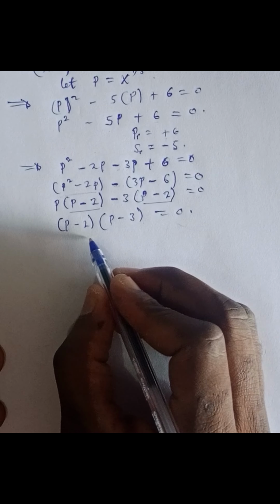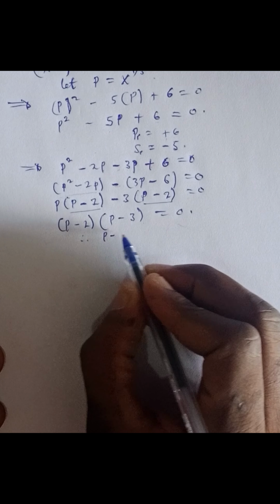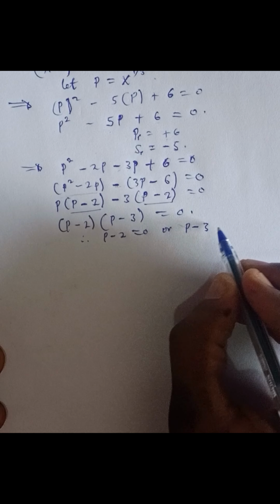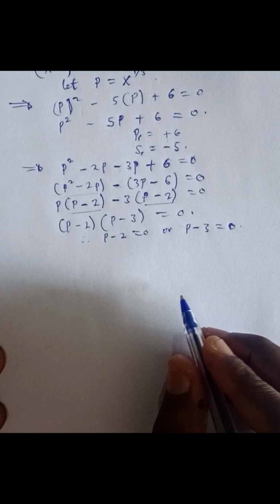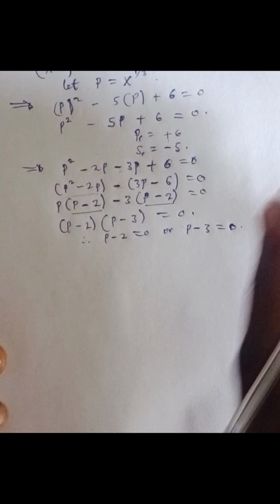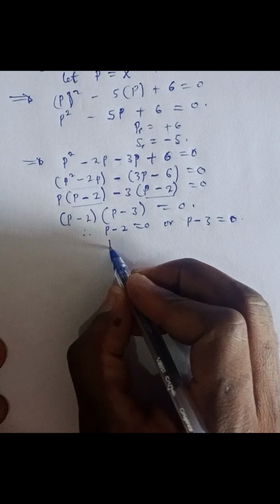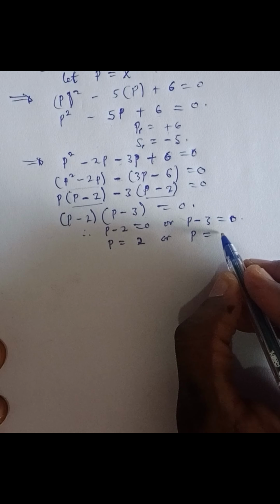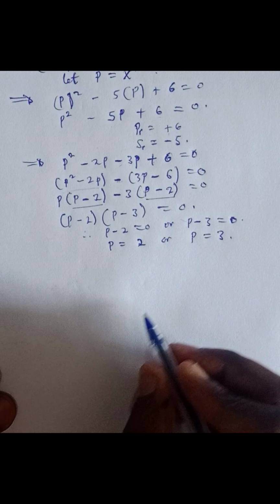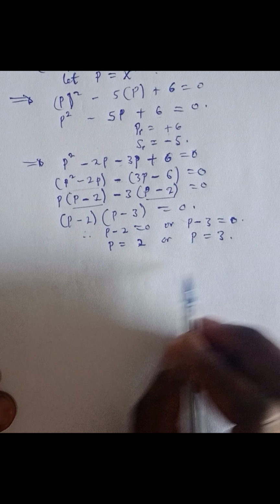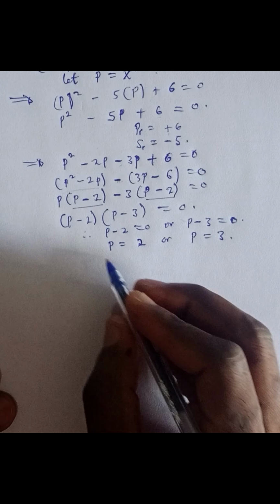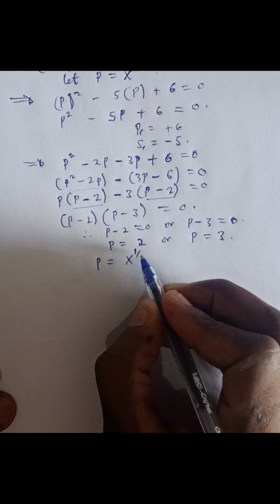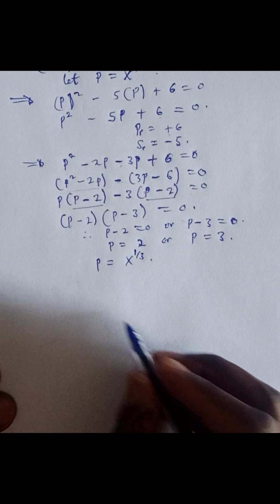Now, what does it mean? It means that, therefore, p minus 2 will be equal to 0, or p minus 3 will be equal to 0. So in that case, we will have p equal to 2, or p equal to 3. But is this our final answer? No, this is not our final answer, because p is equal to x raised to power of 1 over 3.